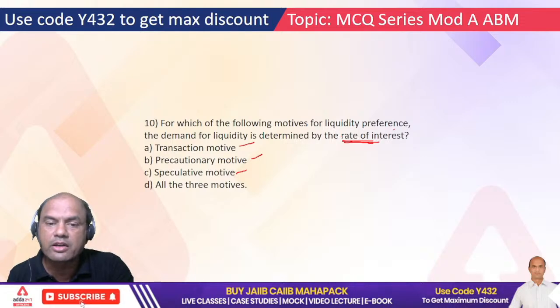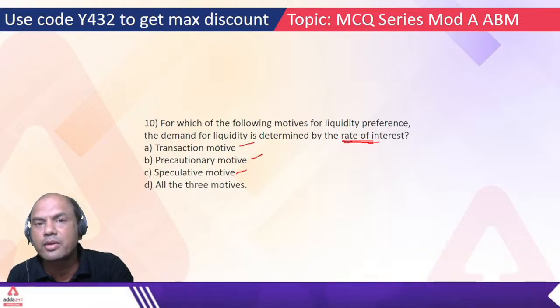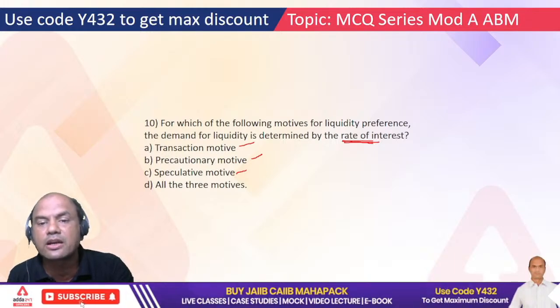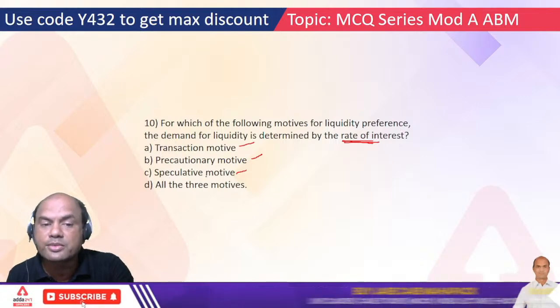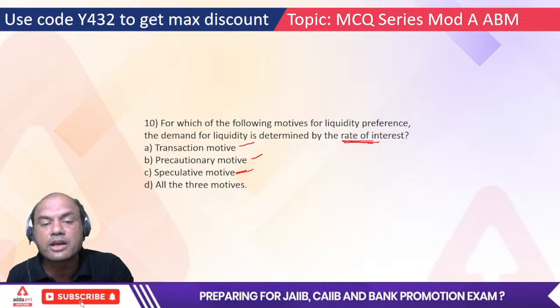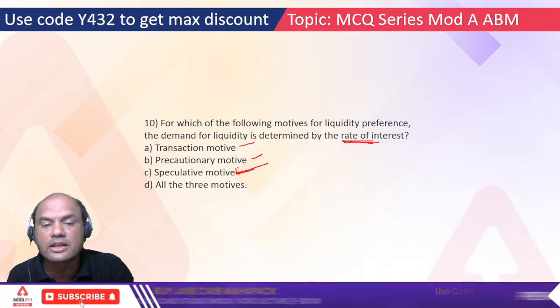What is determined by the rate of interest? Transaction motive can't be, because he has to eat and live in any case. Precautionary, if there is a medical urgency, he can't look at the rate of interest. But investment, yes, that is a part. Speculative motive will always be controlled by this. So the correct answer is C.